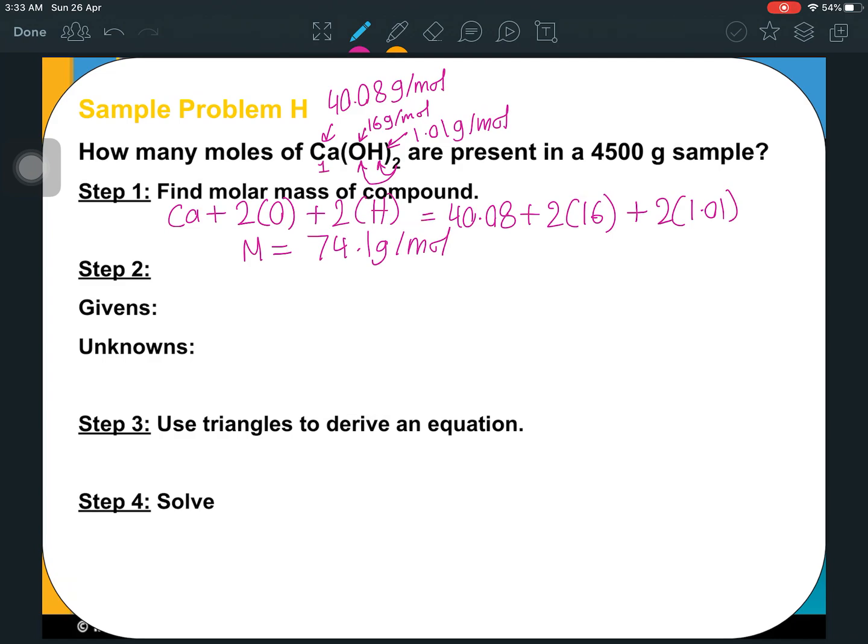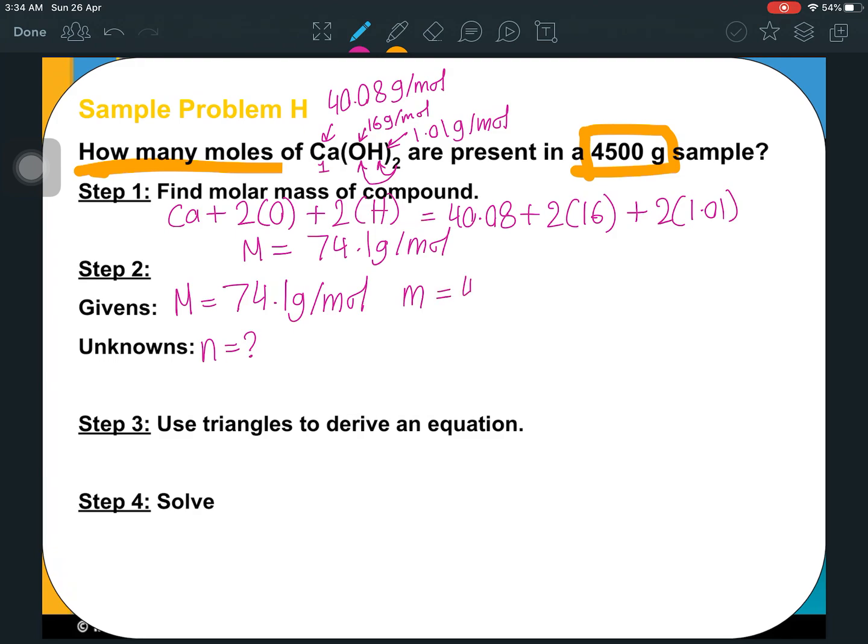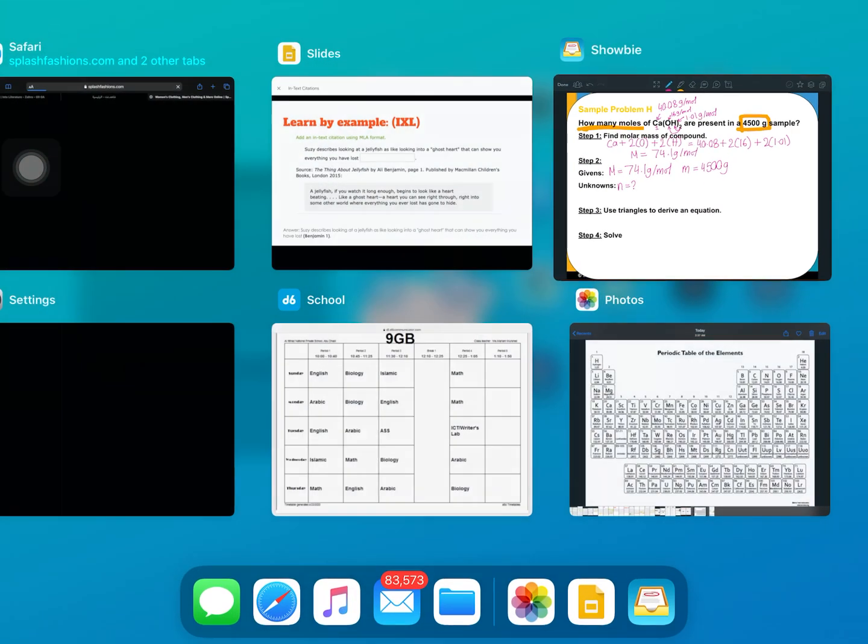Now I can get started with my question. What else is given to me? I am given the mass of the sample, and I am looking for moles. So in my unknown, I can say that n is equal to question mark because I don't know it. I can say that capital M, my molar mass, is 74.1 grams per mole, and that the mass of my sample is 4,500 grams, which is 4.5 kilograms. Now let's figure out which triangle we want to use.